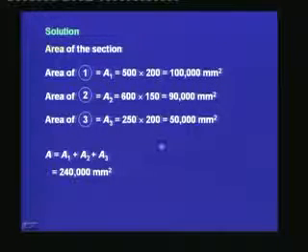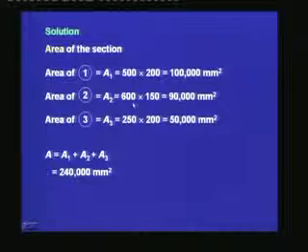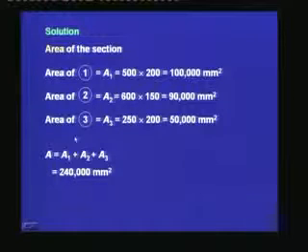The area of the section is given as the summation of the areas of the 3 sections. Area of 1, which is A1, is equal to 500 times 200, equal to 100,000 millimeters square. Area of 2, which is A2, is equal to 600 times 150, equal to 90,000 millimeters square. Area of 3, A3, is equal to 250 times 200, is equal to 50,000 millimeters square. Thus, the total area A is equal to A1 plus A2 plus A3, which is equal to 240,000 millimeters square.